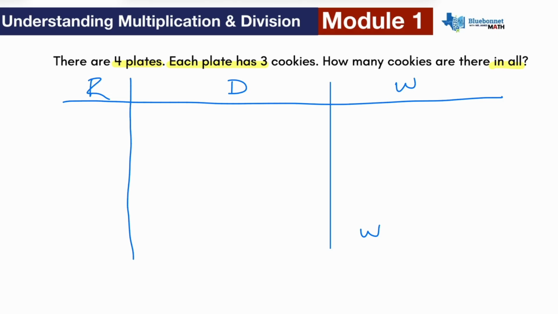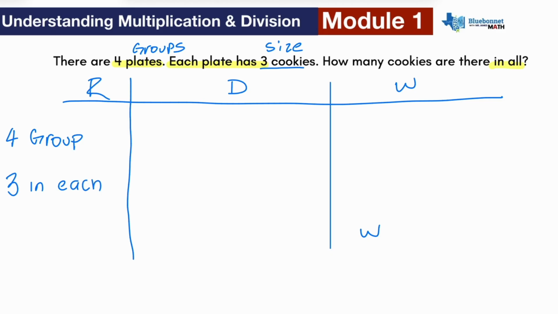What do we know from reading the problem? We can see that there are 4 plates. 4 plates also means what? Groups. So I'm going to emphasize this as 4 groups. Okay? It says that each plate has 3 cookies. So we can call this the size. So 3 in each would be the size.